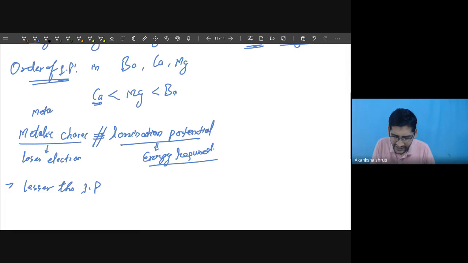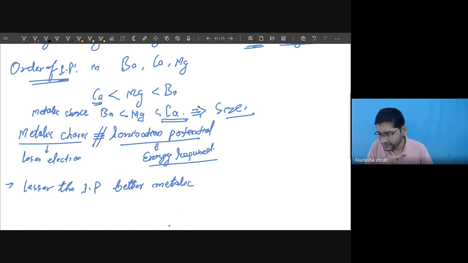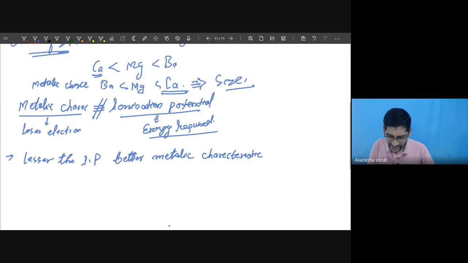But if we consider the metallic characteristic, then barium has the least metallic character, and magnesium and calcium are better metals. So whether it is asked in terms of ionization potential, metallic characteristic or size, it is related, identical to your size. Ionization potential is inverse to size. The lesser the IP, the better the metal, the better the metallic characteristic. These three are interrelated, and they are asked.